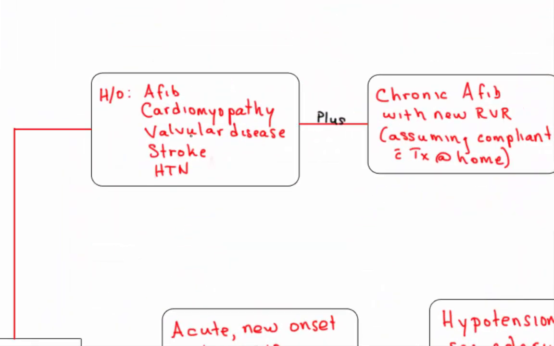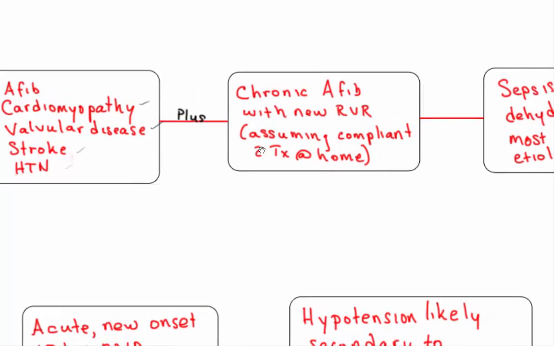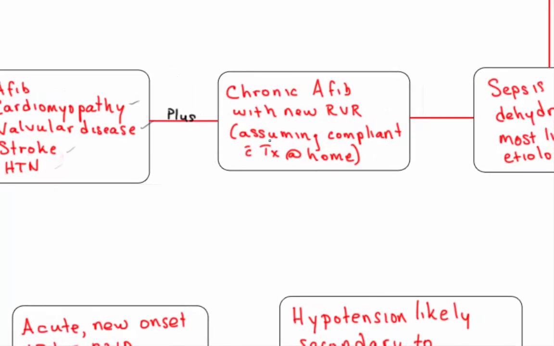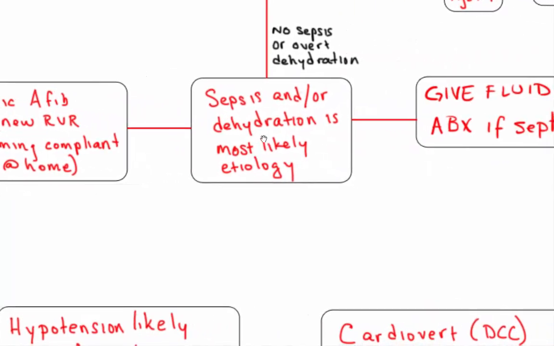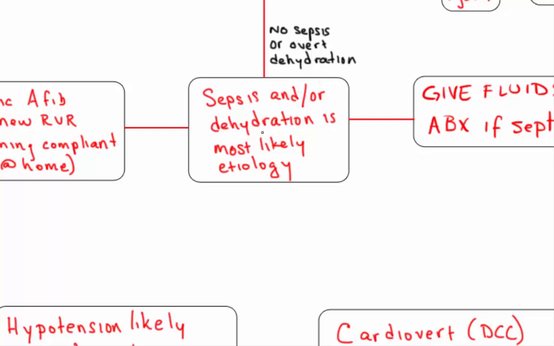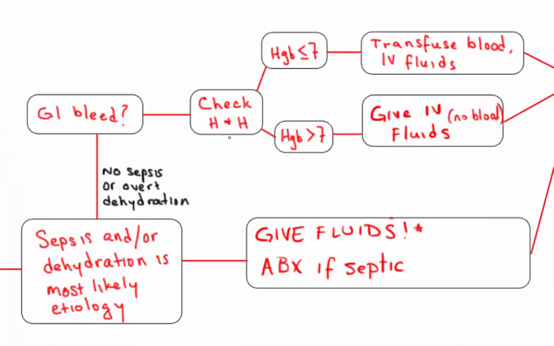Alright, if the patient's compliant with their AFib meds and has a history of cardiomyopathy, valvular disease, stroke, hypertension, or rate-controlled chronic AFib, and this presentation is significant for a new increase in heart rate, the most likely etiology of this is going to be either sepsis or dehydration. It could also be a GI bleed. If it is a GI bleed, we'll need to check an H&H and then transfuse blood if their hemoglobin's less than 7. If it's greater than 7, we can just go ahead and give IV fluids. We don't need to give a blood transfusion for that.